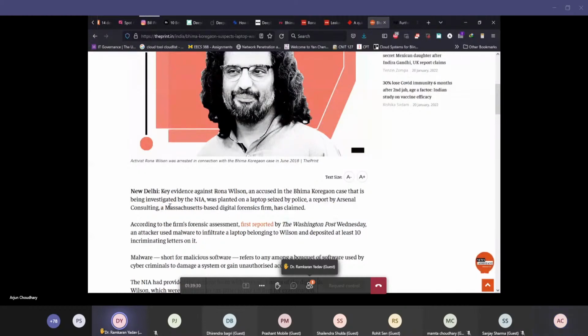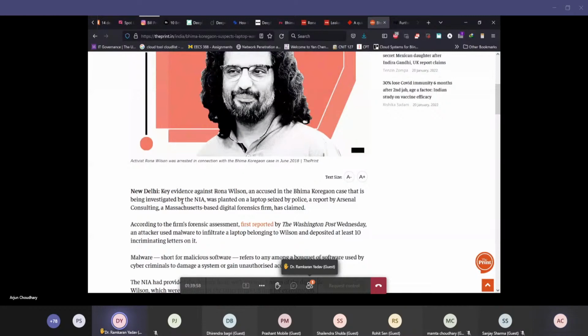And eventually it was found out that this laptop is infected with malware, and whatever the content was confiscated from the laptop of Rona Wilson was actually planted. What does it mean? Probably Rona Wilson never wrote those articles, but somebody else planted them onto his laptop so that it looks, in the forensic analysis prima facie, कि ये Rona Wilson ने लिखा है.